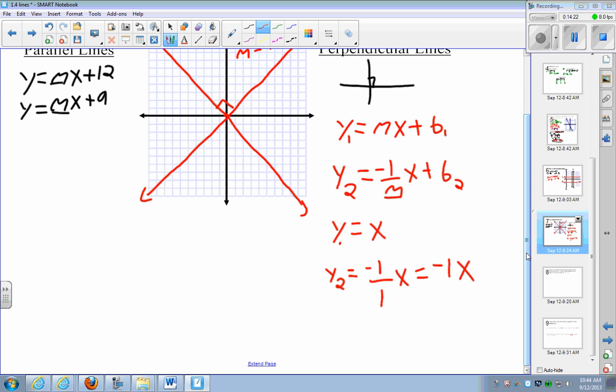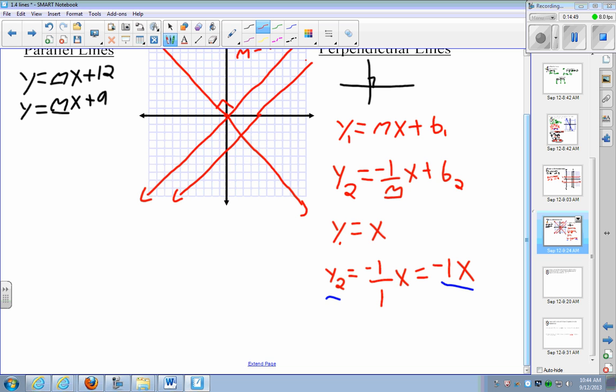And so that is going to be a perpendicular line. Now, a question to be asking yourself is, does y-intercept matter for perpendicular lines? Well, what if we drew a line like this that has the slope negative 1 through all this?